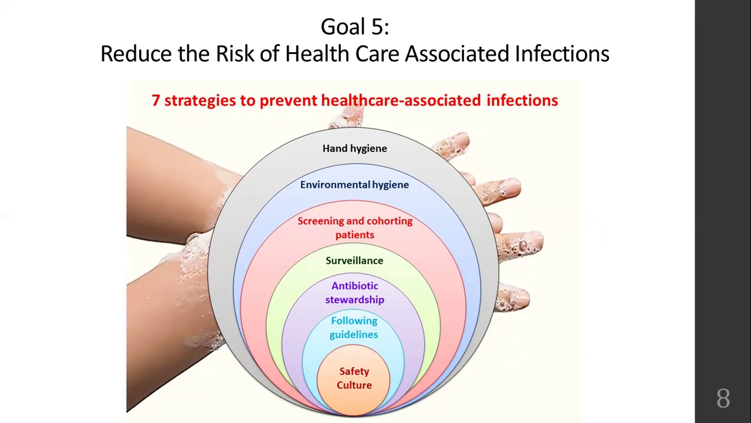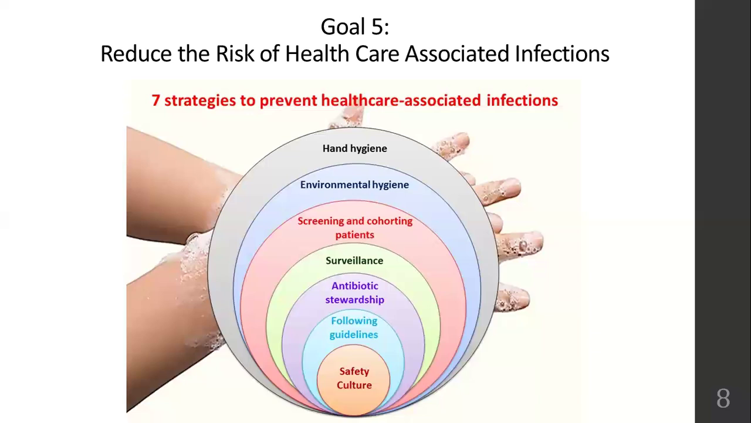The focus of this IPSG is on hand hygiene, and it requires the hospital to adopt and implement an evidence-based hand hygiene guideline throughout the hospital to reduce the risk of hospital or healthcare associated infection. We are focusing a lot on hand hygiene first and foremost. Then come personal protective equipment, environmental hygiene, cohorting the patient, screening the patient, microbiological tests that you do, surveillance that you do, antibiotic stewardship, following the guidelines appropriate to specific infection, and safety culture.